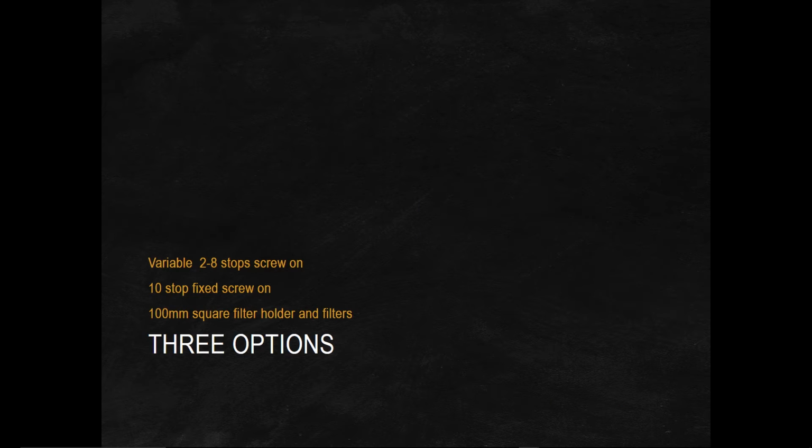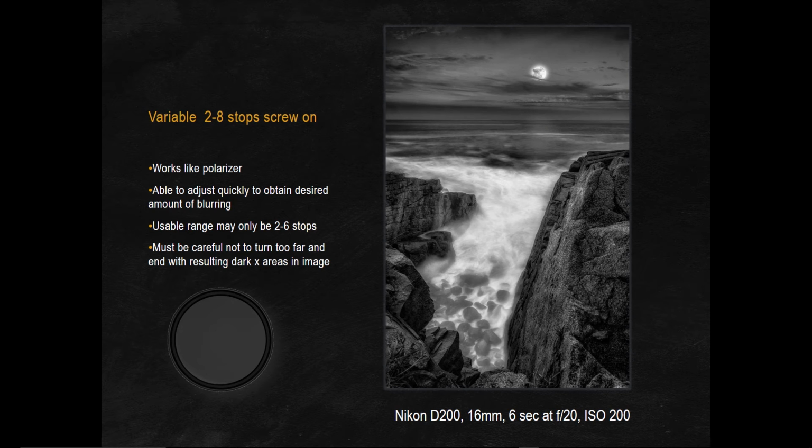So we look at getting filters. We have 3 classes of neutral density filters. First, we have the variable 2 to 8 stops. They work somewhat like a polarizer. Second class are the fixed filters, the 10-stop fixed screw-on. And then the third one, which is the one that I use, is the 100mm square filter holder and filters. So I'm going to talk about the benefits of all 3. Let's start with the variable.